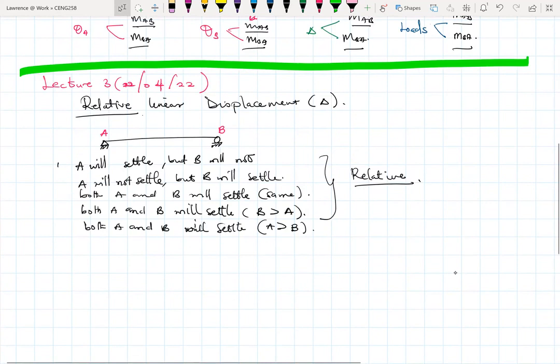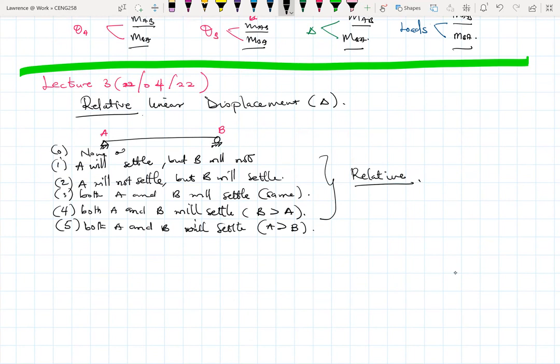So now we have case 1, case 2, case 3, case 4, and then case 5. Now let's look at the case 1. Or there's even a case 0 where none of them settles. Okay. So none of A and B settles. So that's the case 0. And with the case 0, it means that your delta is 0 because there's no settlement or displacement going on for any of them.